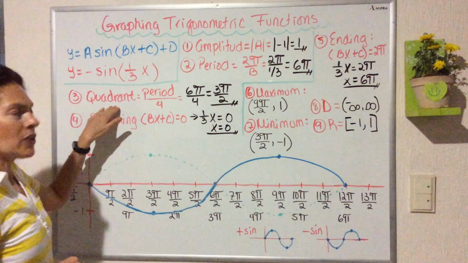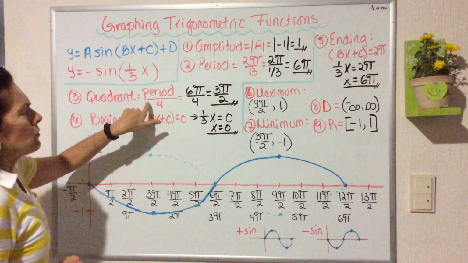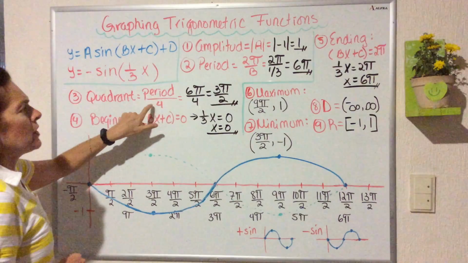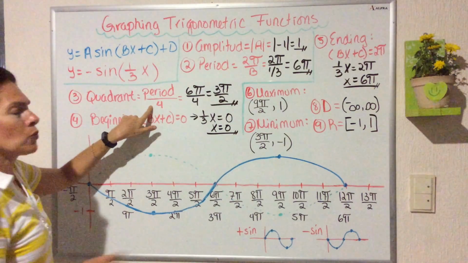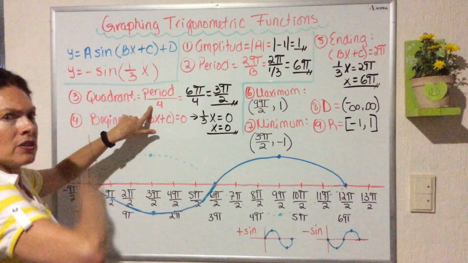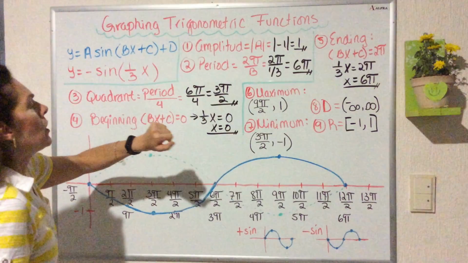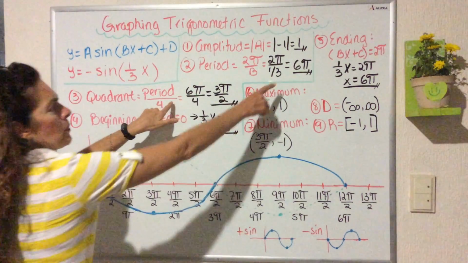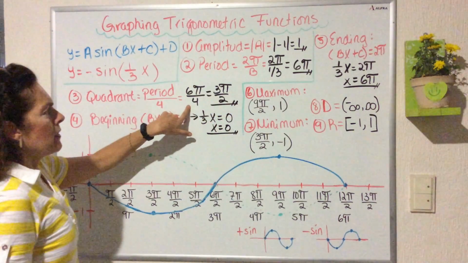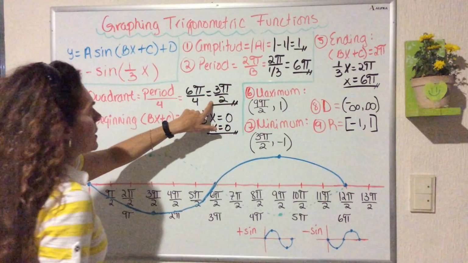And then quadrant. Quadrant is the size of the quadrant. We're going to get it with this formula. Remember, period divided by 4. Why by 4? Because we have 4 quadrants in the unit circle, remember. So we divide 6 pi, which is the period, by 4, and we get 3 pi halves.